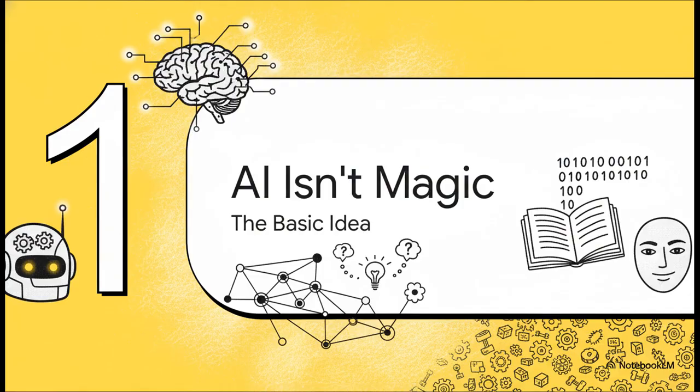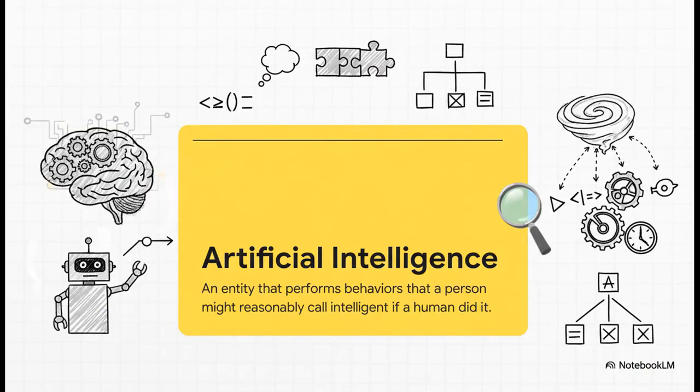Okay, so to really pull apart this magic trick, we've got to start at square one. What do we even mean when we throw around the term artificial intelligence? Well, at its most basic level, AI is just about making something that acts in a way a person would call intelligent. And here's the thing. If you can explain it, it's not magic anymore, right? And trust me, even though AI seems incredibly complex, it can be explained.